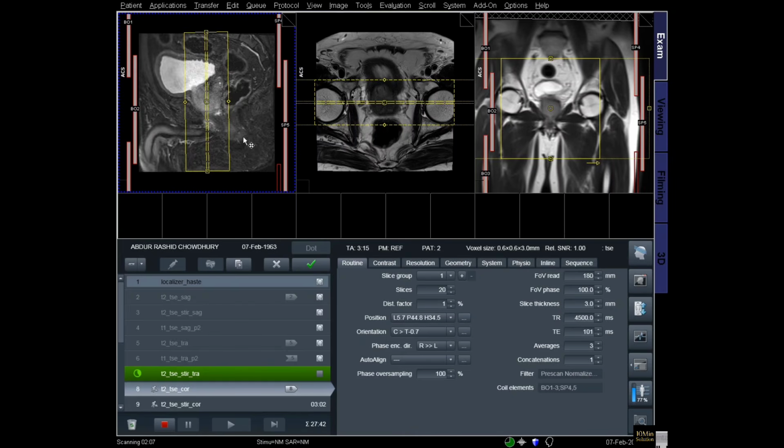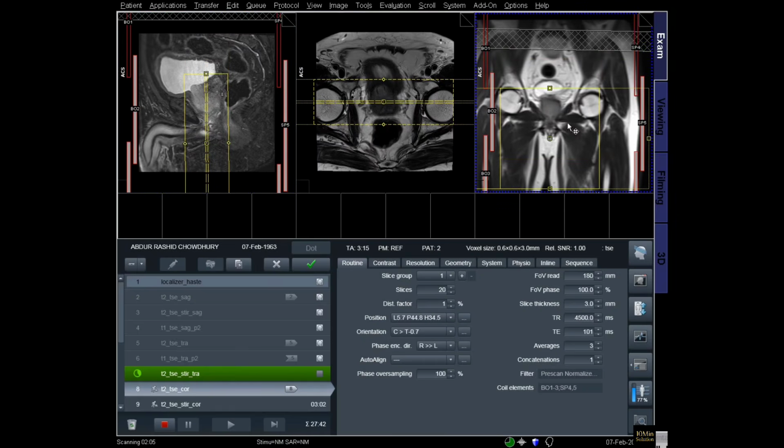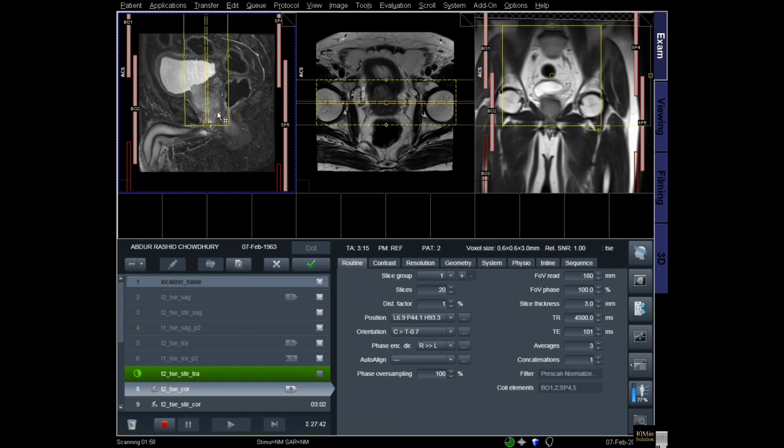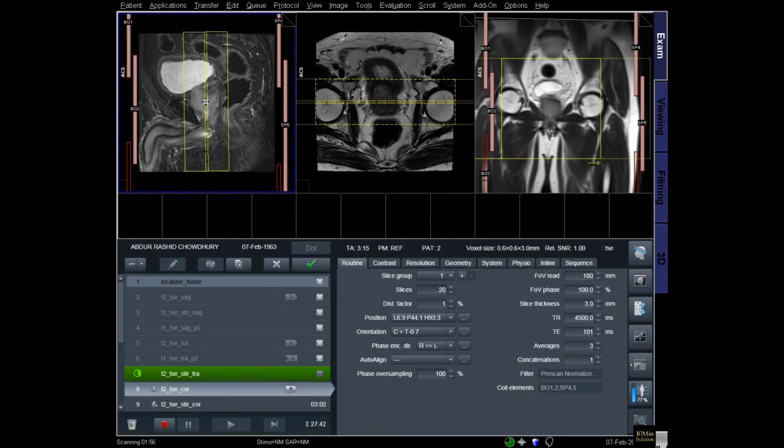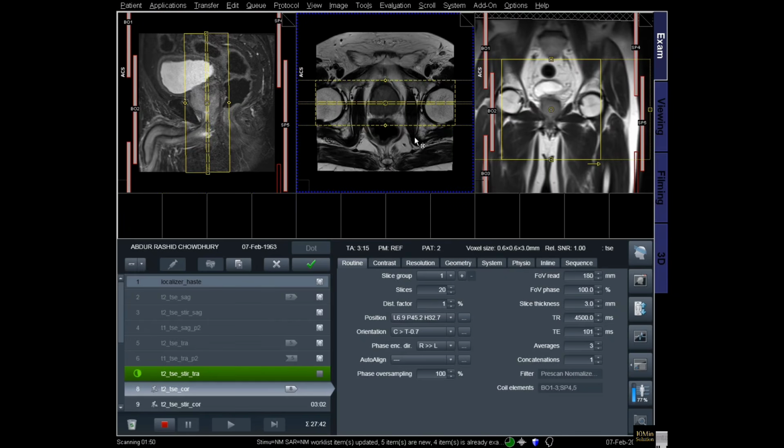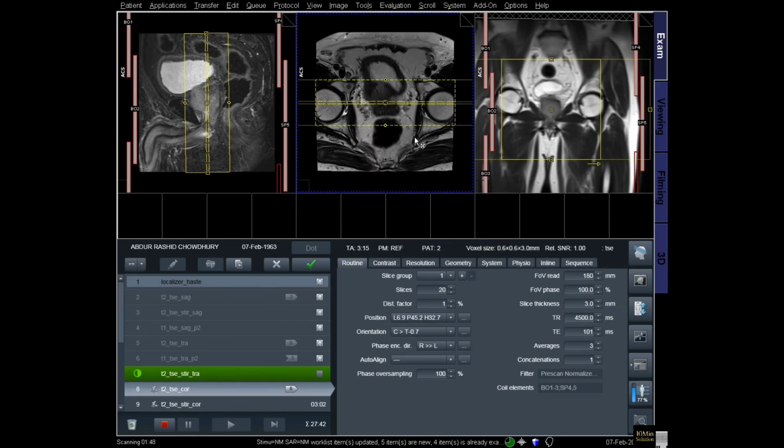Diffusion weighted imaging, DWI. Diffusion weighted imaging is a key component of multiparametric prostate MRI. DWI evaluates the diffusion of water molecules within tissue. Cancerous tissue typically shows restricted diffusion, appearing bright on high B-value images and dark on the ADC map. This sequence significantly improves prostate cancer detection and lesion characterization.